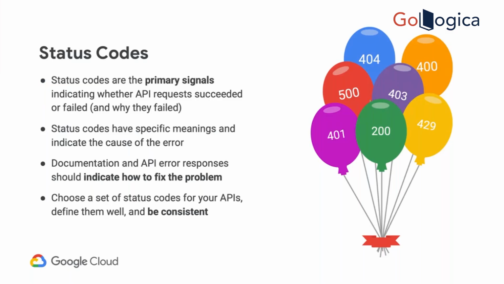Here the idea is that with the help of the status code and the documentation of the API, which we usually prepare in OpenAPI specs and publish on portals, it should indicate how to fix the problem. Also, we have so many status codes as per the HTTP protocol. We cannot support all those status codes in our responses. It will not be possible at all.